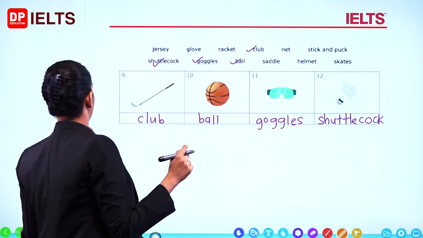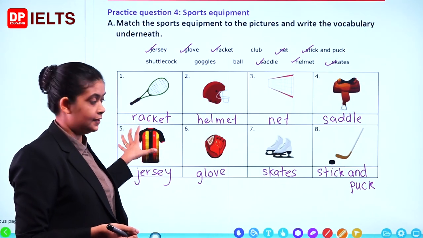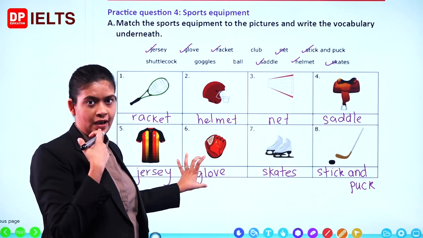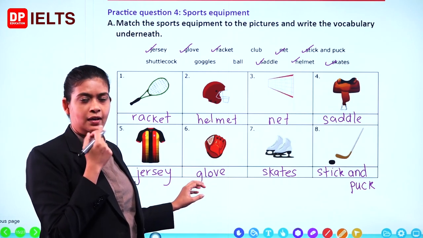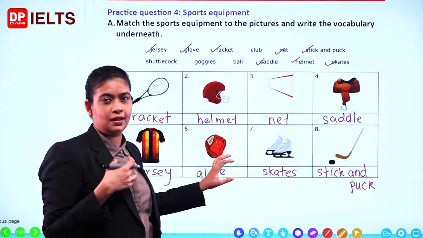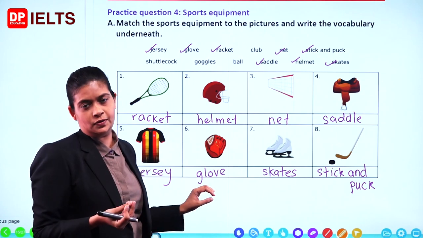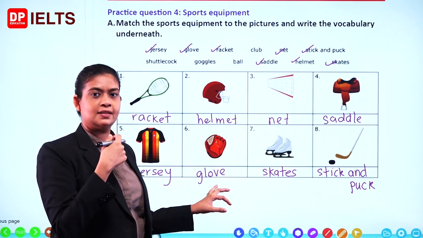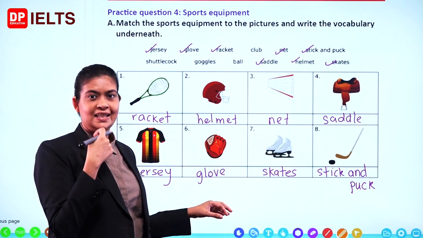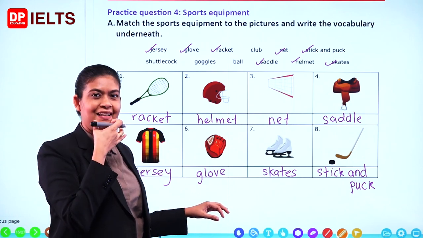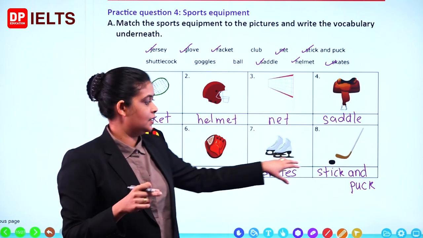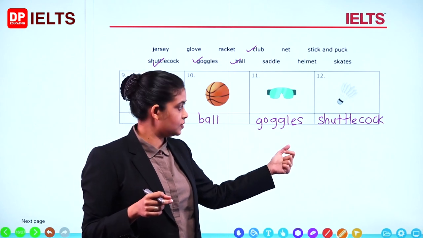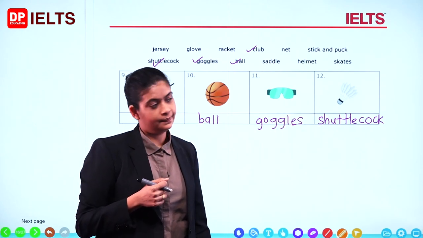Right. So let's have a look at the pronunciation. Racket, helmet, net, saddle, jersey, glove. Don't say glove, it's glove. Skates, not skate, right? When you don't say the sound properly, the word gets pronounced wrongly. So listen carefully and pronounce it, right? Look at my mouth movement. Skates, stick and puck, club, ball, goggles, shuttlecock. Sh sound, shuttlecock, okay?